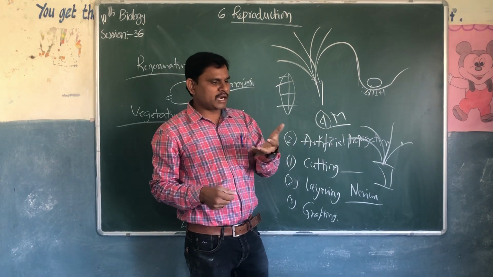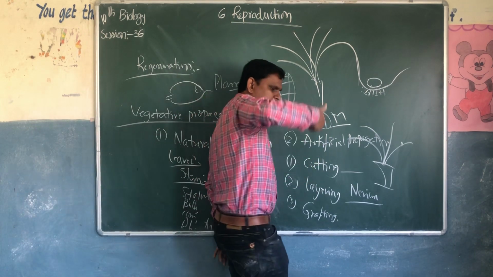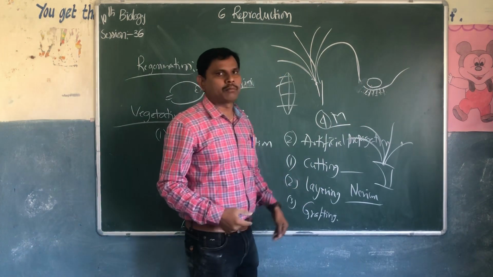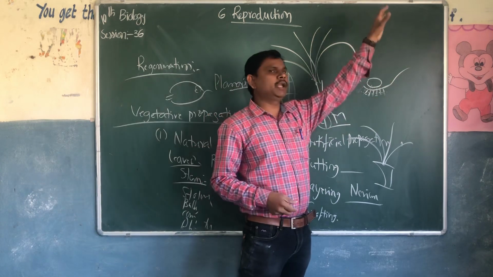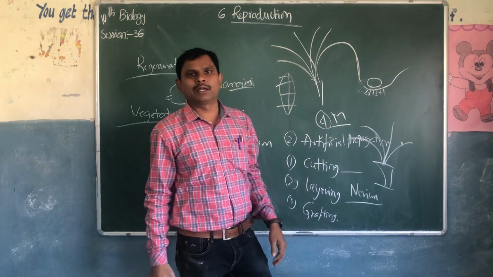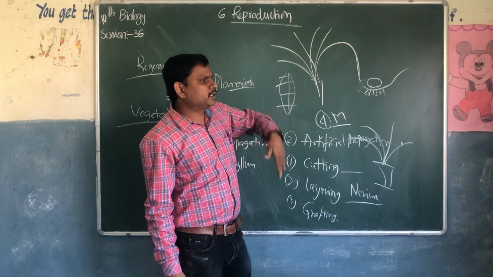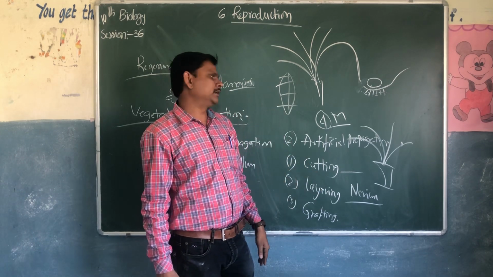When the roots start growing, you can cut the stem from the parent plant body. It will grow independently, not depending on the parent plant. This is nothing but layering, layering the stem toward the land.